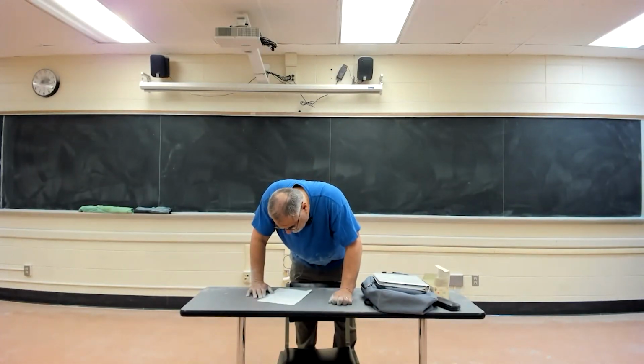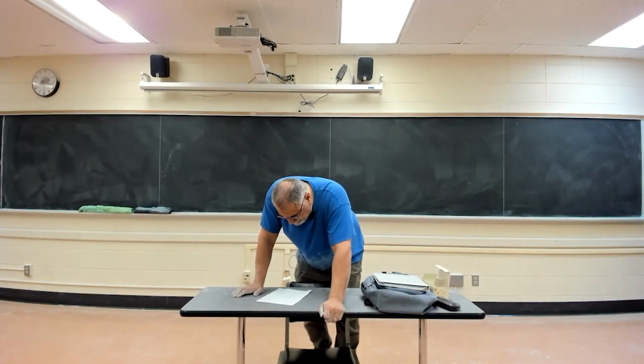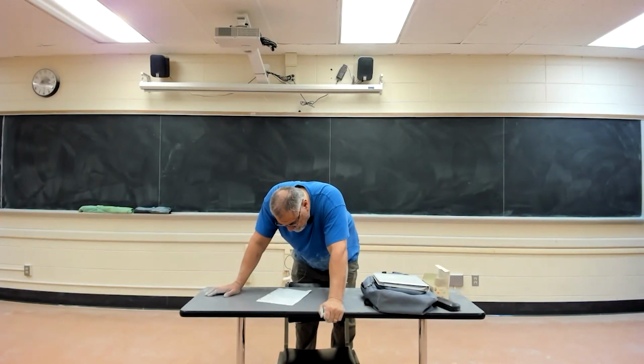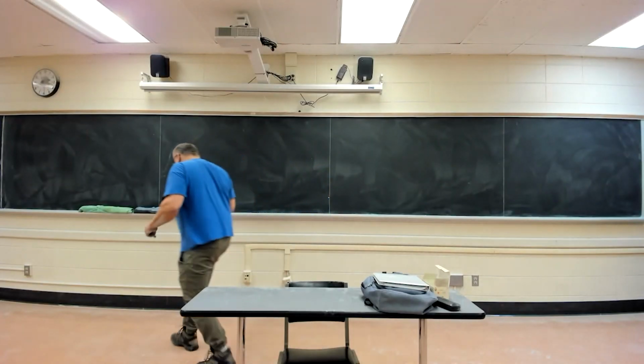For number 18, it's a great problem. How many liters of 20% alcohol solution must be mixed with 12 liters of a 50% alcohol solution to get a 30% alcohol solution? That's pretty interesting. It's a very, very interesting problem.